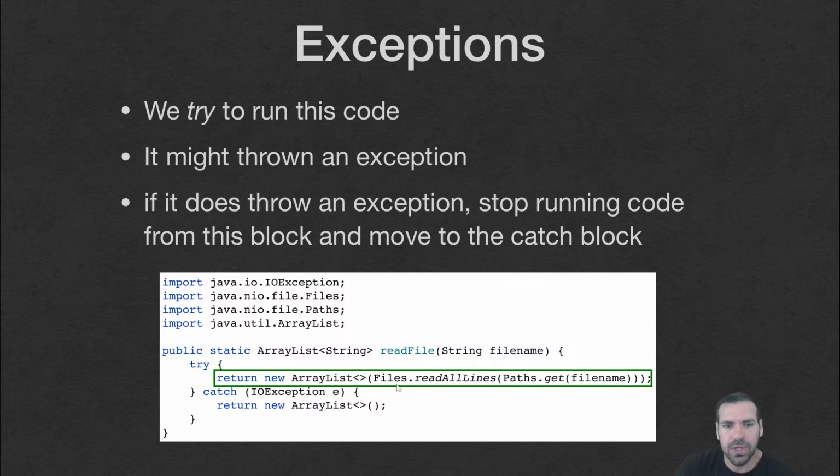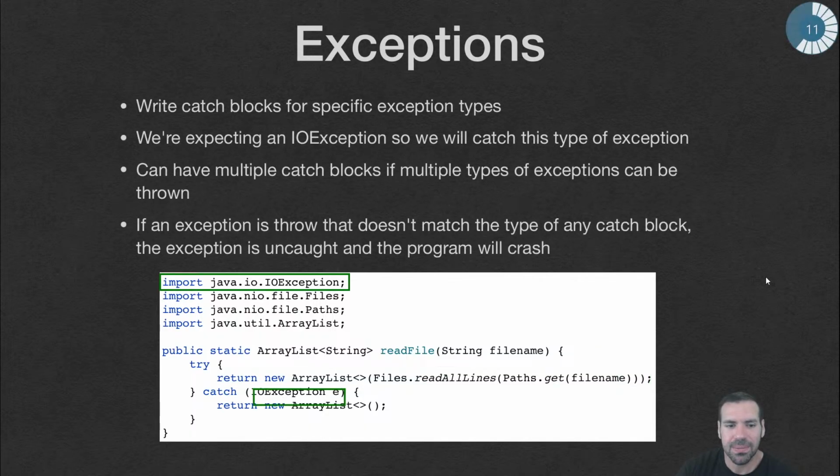All right. So we try to run the code. If it throws an exception, we stop execution in the try block, jump to the catch block, and run the code in the catch block. That's catching an exception. That's what we're doing. I got a little ahead of my slides here.